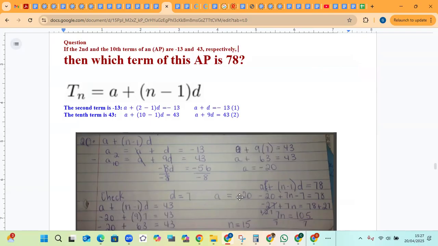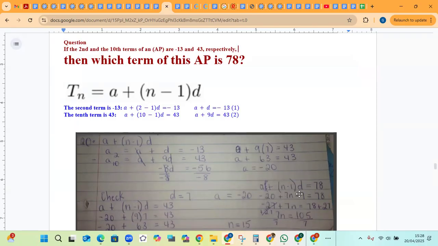Okay. So now we substitute, because the information says, what term is 78. So now we have the first term, which is negative 20, plus n minus 1, d is equal to 78. We know d is 7. So n minus 1 times 7, we multiply by 7. 7 times n is 7n, and 7 times minus 1 is negative 7. And we are going to solve for n.